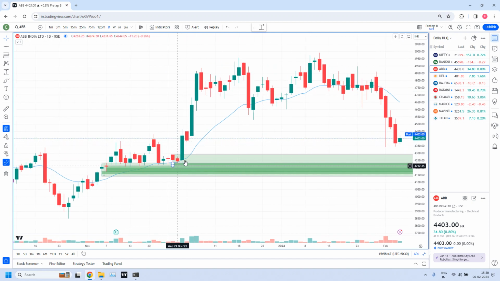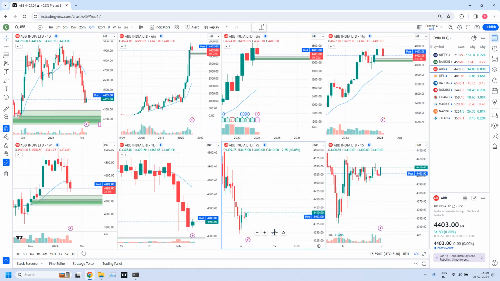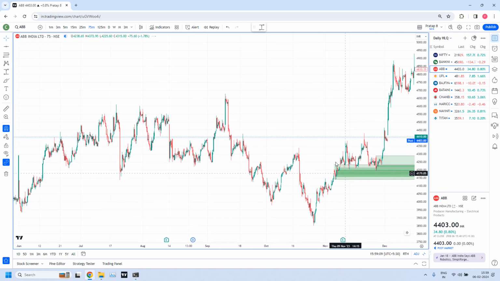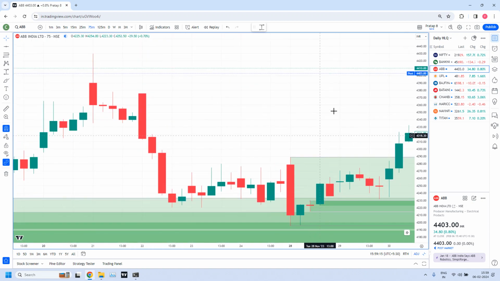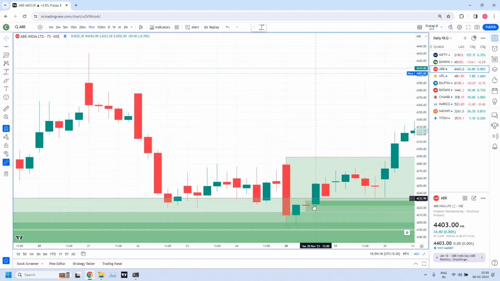But let me show you how I fine-tuned this zone, because this is the skill everybody should build. Always we have to fine-tune by moving from one time frame to the next level time frame. This is a daily, the next level is 75 minutes. So I'm changing the time frame to 75 minutes. Inside the daily time frame, because this is a daily zone, we identified a 75-minute zone. See, we have a base candle, we have a leg candle and then base candle and again leg out candle.